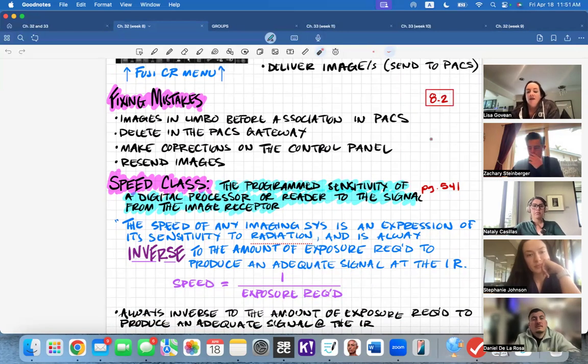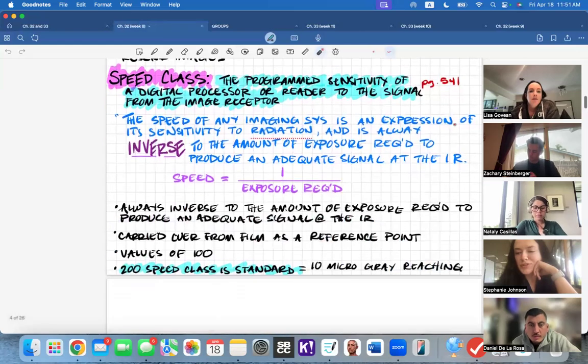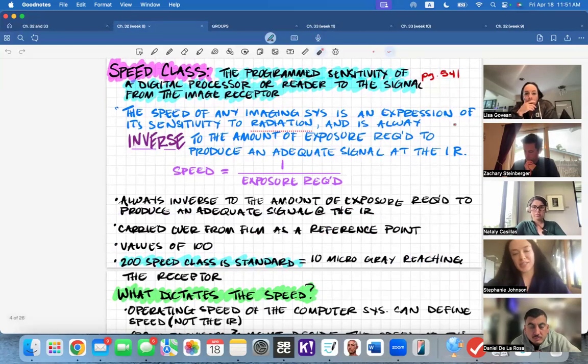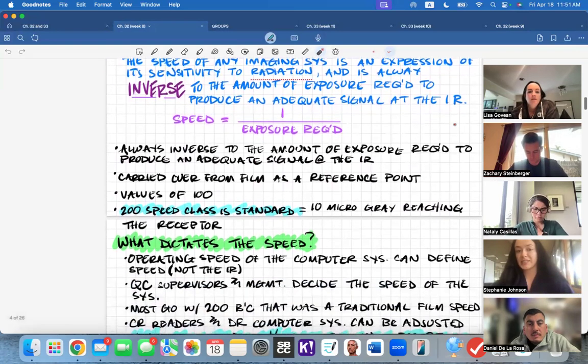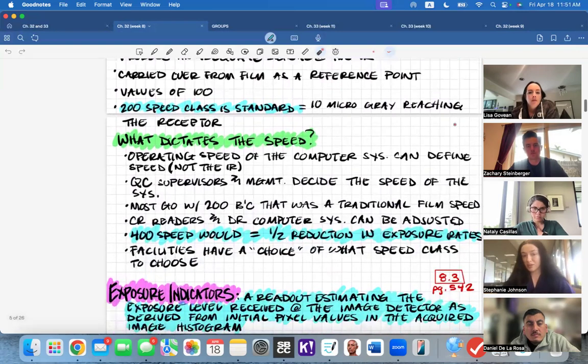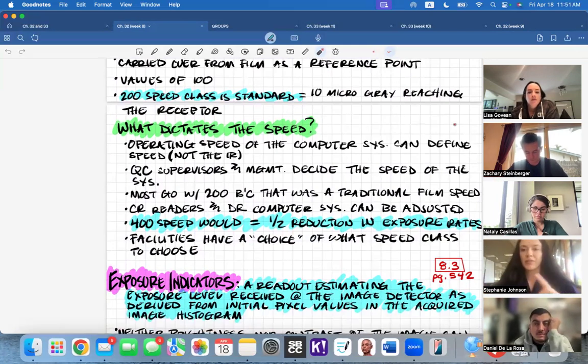So speed class. I think Stephanie, you had some speed class questions. Yes. More so just speed class, does it just tell us the radiation that's needed or the sensitivity of the hardware, or is there more to it? Because I know there was a part that said that it's determined during installation by management and radiologists. But is that just the primary consensus of it all, or is there more to it that we should be understanding? Because I know that's inversely proportional, where if it's 400 speed class, it's less radiation needed, but if it's a lower speed class, it's more radiation needed. But is that all we really need to know about it?